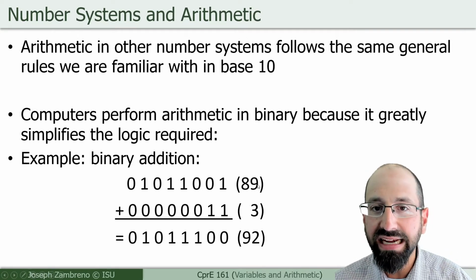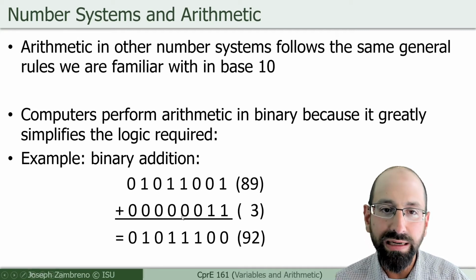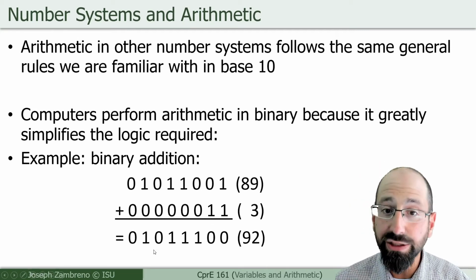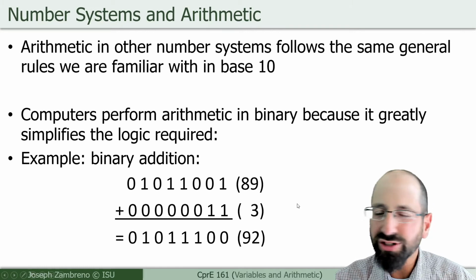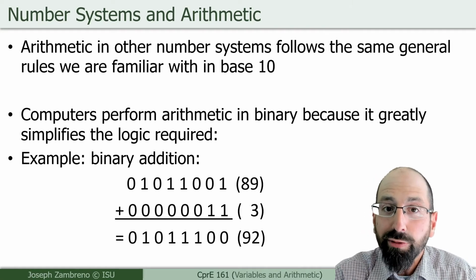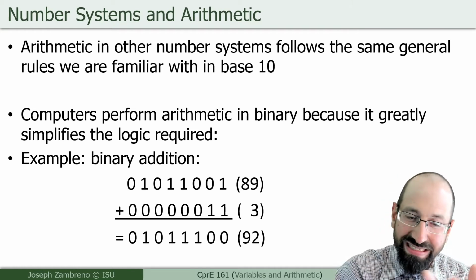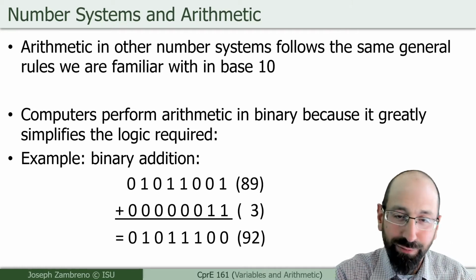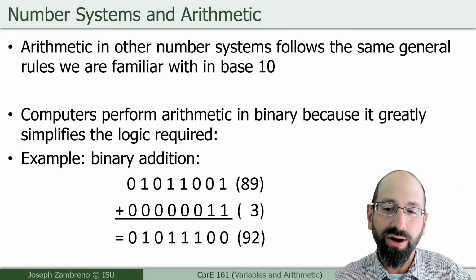If this is 89 in base 2, this is 3 in base 2, this does turn out to be 92 in base 2. There are some optimizations, but otherwise that's how computers do arithmetic. The same way you and I do our arithmetic, bit serial fashion, and we propagate our carries on as we're doing our addition.